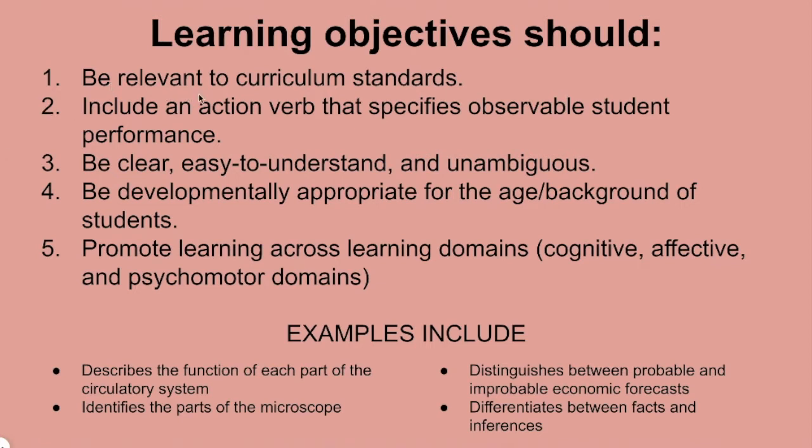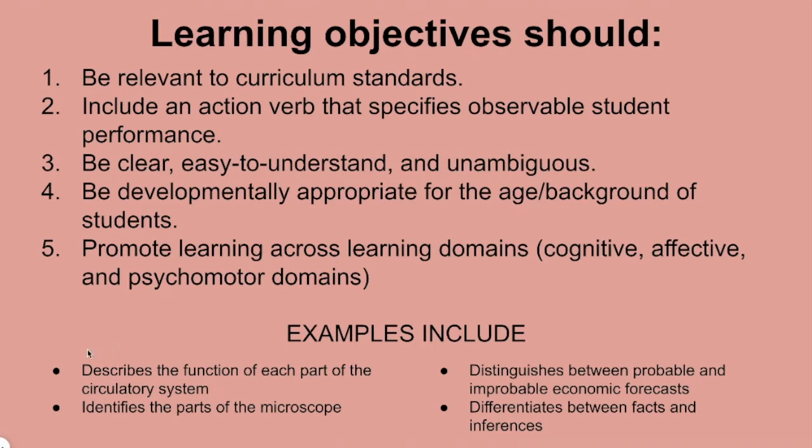They should be relevant to the curriculum standards. They should always include an action verb that specifies something observable that students can complete. They should also include an action verb that specifies something observable that the student can perform. In addition, they should be clear, easy to understand, and unambiguous. Of course, we also want our learning objectives to be developmentally appropriate for the age and background of our students and to promote learning across learning domains, to develop students cognitively, affectively, and in the psychomotor domain.